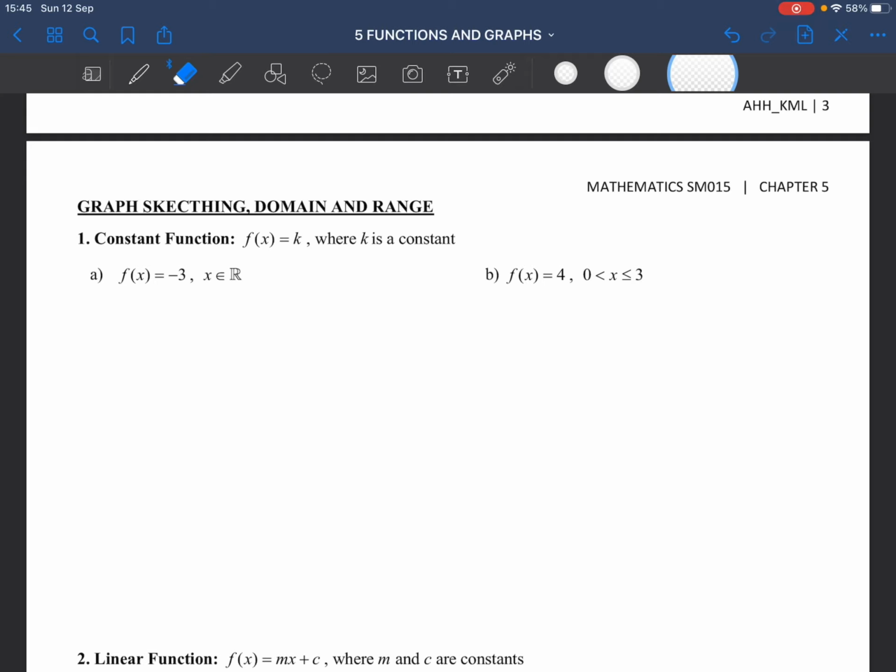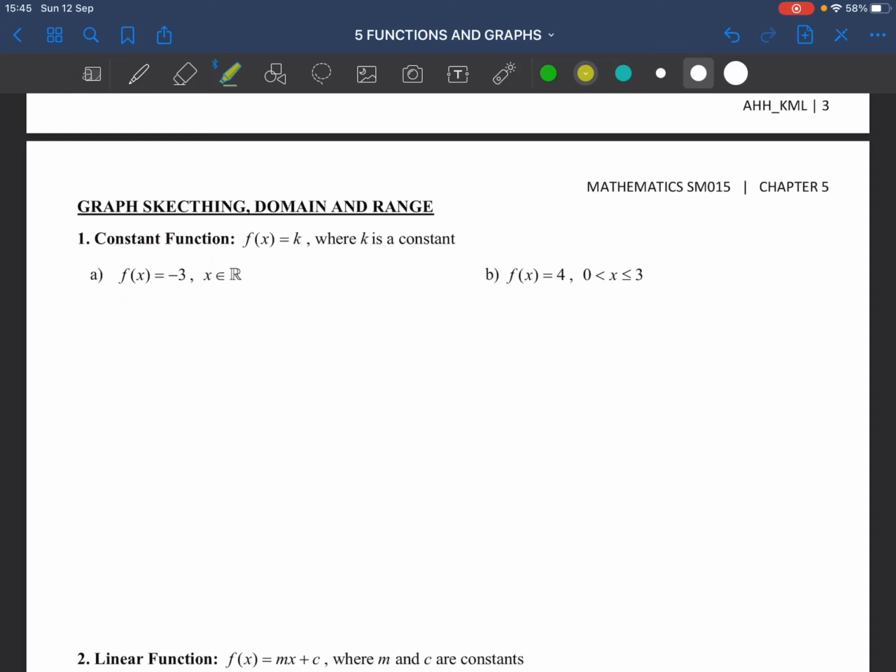Alright, so for this video, we are going to see the first 2 function. We are going to sketch the first 2 function, which is constant function and linear function. So, okay, graph mesti kena guna pencil. Okay, so constant function, very simple. We have, let's say, fx is equals to -3.